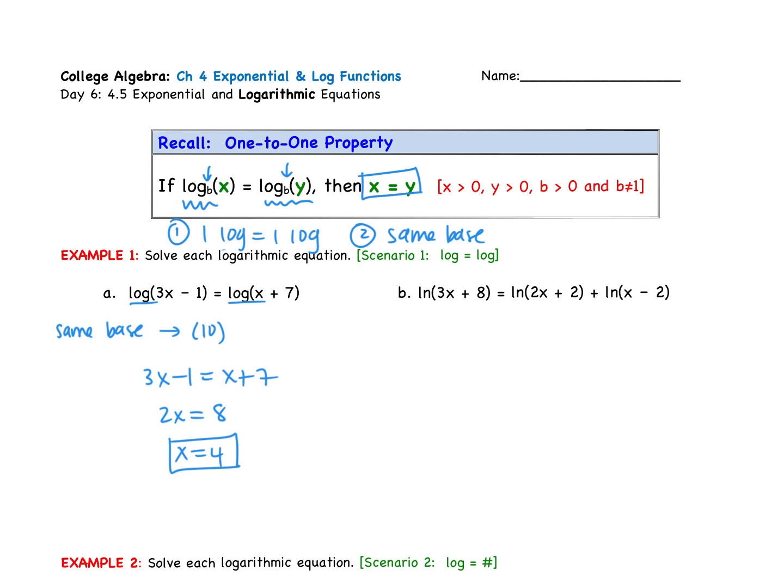Now, you do have to do a little bit of a mental check. In a log, the argument always has to be greater than 0. So when you get your answer, you need to plug it back into every log and make sure that those arguments end up being greater than 0. So the first one ends up being positive, the second one ends up being positive. I don't need to see any work for that. If you can do it in your head, that's fine. But you always have to do that. Anytime you have an equation with a log in it, you got to make sure when you plug your value of x back in that the argument is positive.